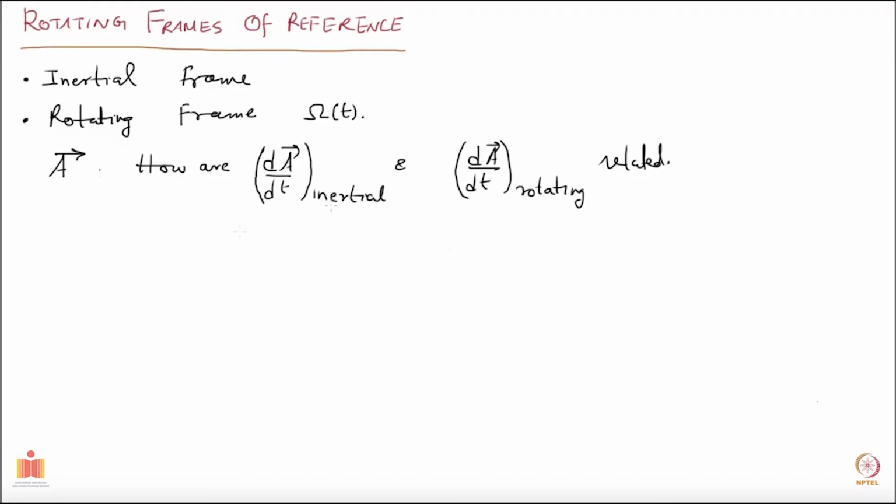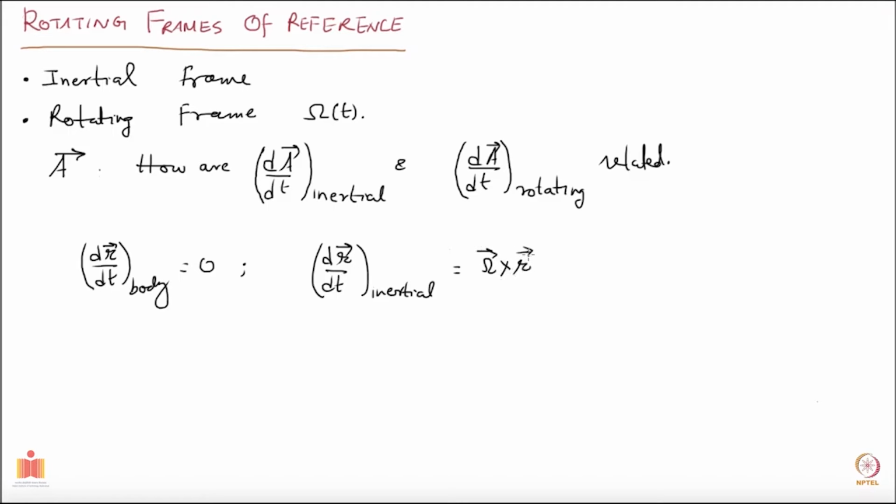So if you look at a point which is stationary in the rotating frame, then clearly dr over dt of that point in the body is 0. But the same thing is not 0 if it is looked at from the inertial frame. From the inertial frame, it will appear, of course, to be rotating.